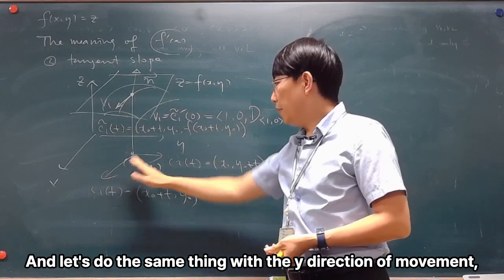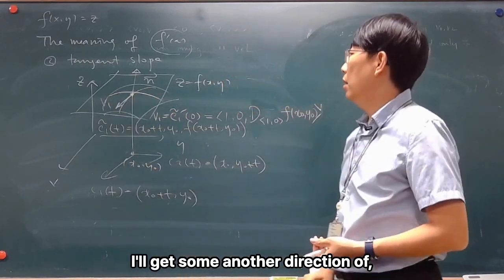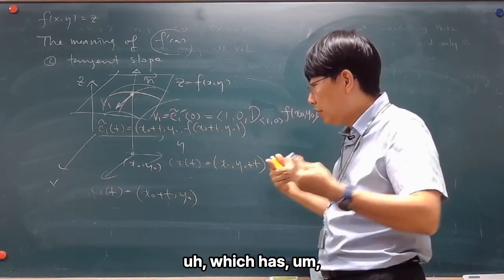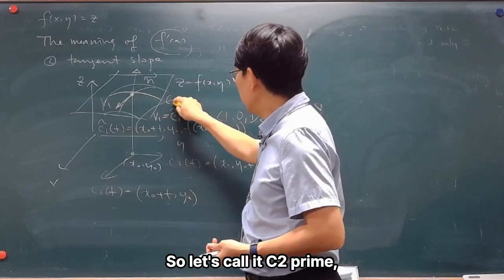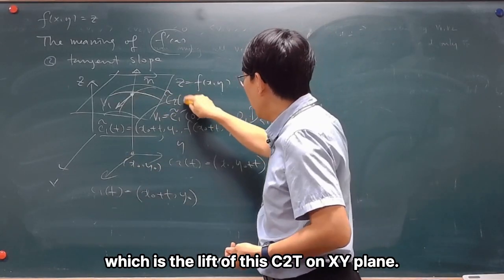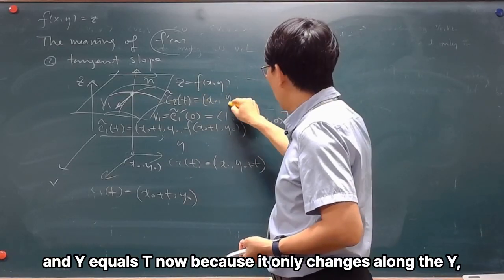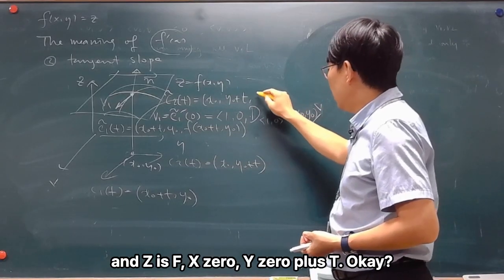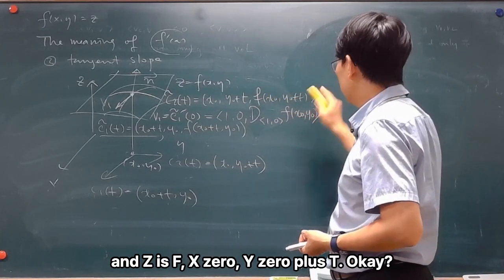Let's do the same thing with the y direction of movement. When I do that, I'll get another curve which intersects the previous curve here. Let's call it C2 tilde, which is the lift of C2(t) on the xy plane. C2(t) is given as (x0, y0 + t), because it only changes along y, and z is f(x0, y0 + t). Okay.